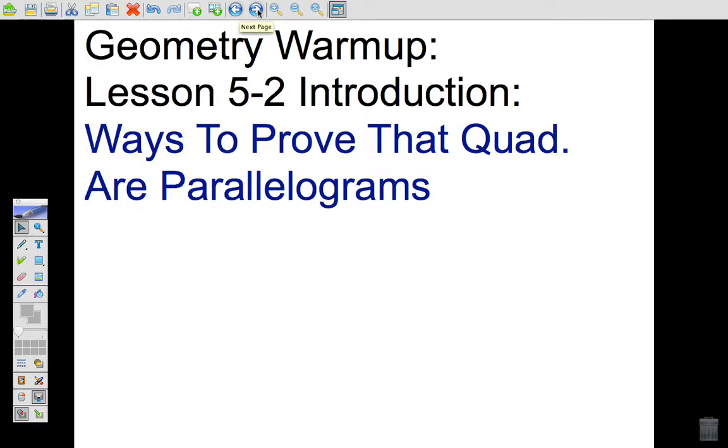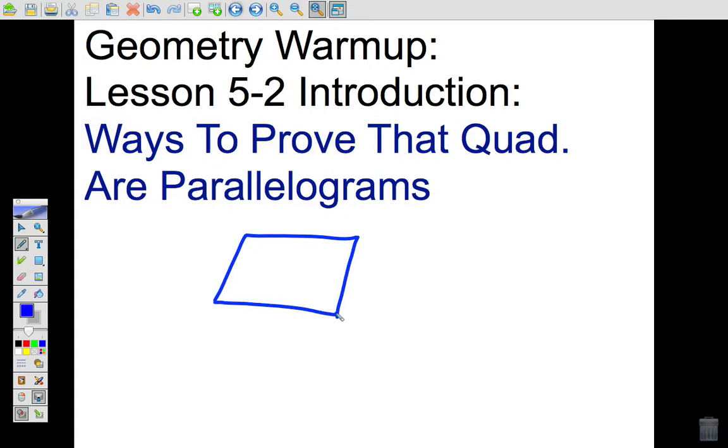All right, this is lesson 5.2, and the topic is called Ways to Prove that Quadrilaterals are Parallelograms. Just to review what we've already had, in the last section we talked about what a parallelogram was. Now by definition, a parallelogram is a four-sided figure, or a quadrilateral, where both pairs of opposite sides are parallel.